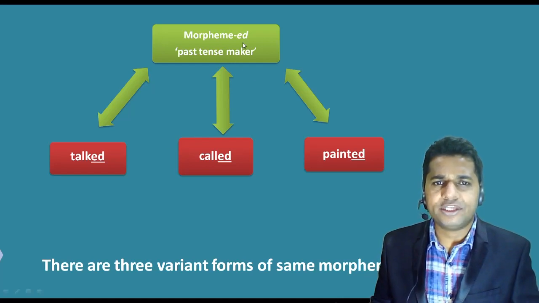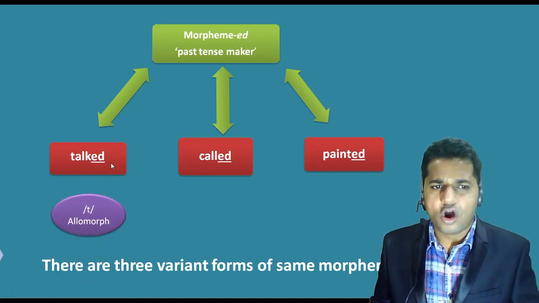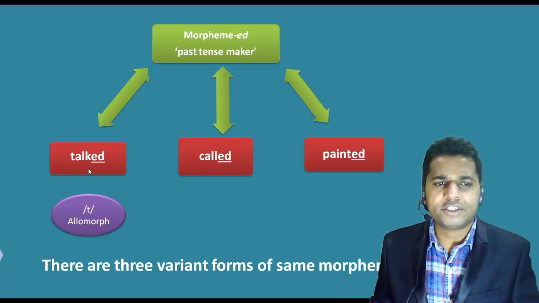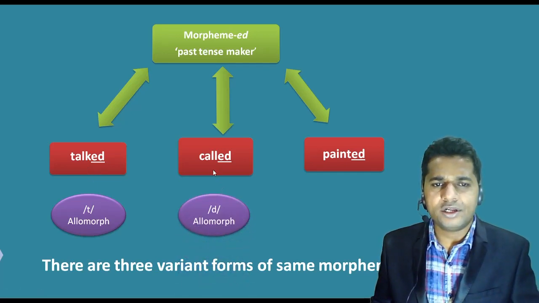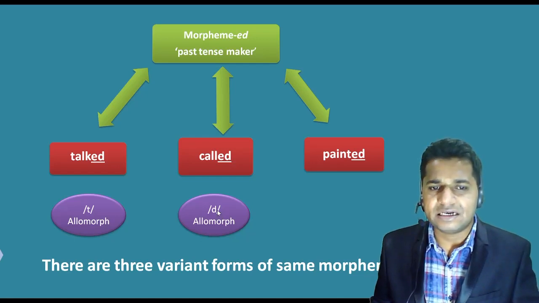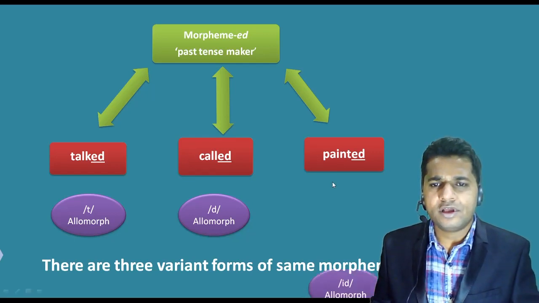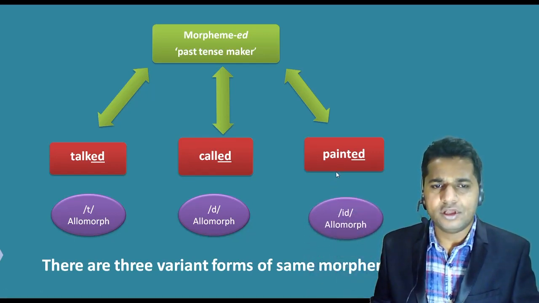So we'll try to see different variants of the ED morpheme. If you see talked, we don't say talk-ed, it's not the D sound, it's T sound. So it's talked. If you see the next word, it's called. Here it is not T sound, it's the D sound. D for dog, the D sound. So it's called. Last word, it's painted, ID sound. So if you see here, T, D, ID, these three are phonological realizations of the ED morpheme.